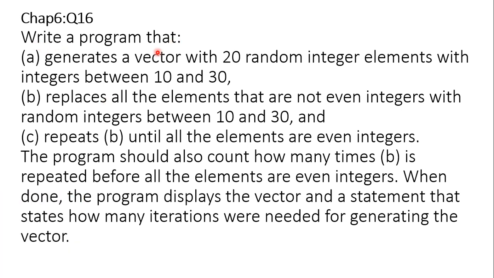a vector with 20 random integer elements with integers between 10 and 30. Now here I would like to pause and I will not read the question further because, as you might have noticed, I have not covered the random integer elements part in your chapter when we were covering arrays. So it's not a big deal. We are going to cover it now. So what are random elements?